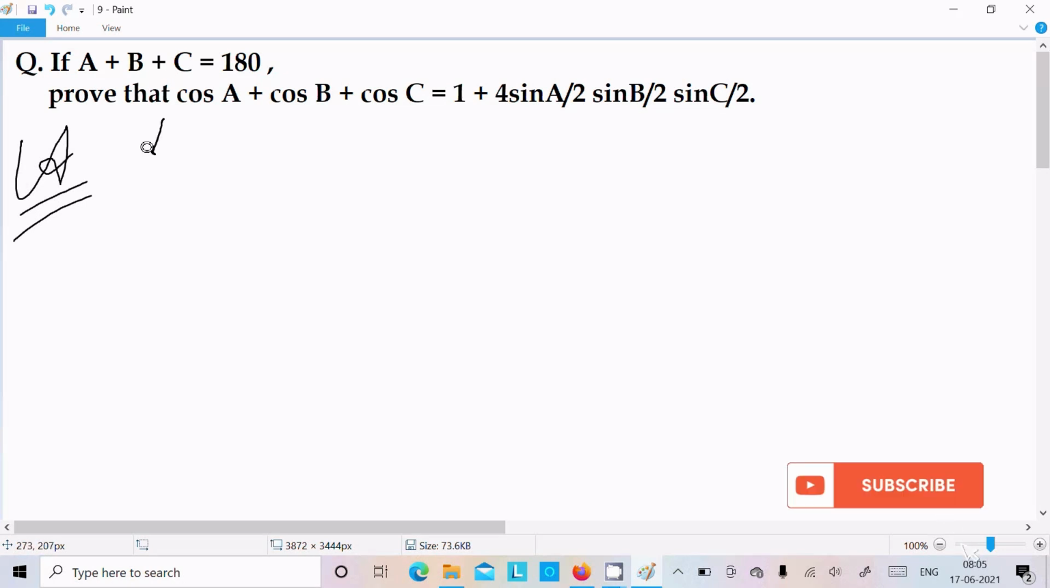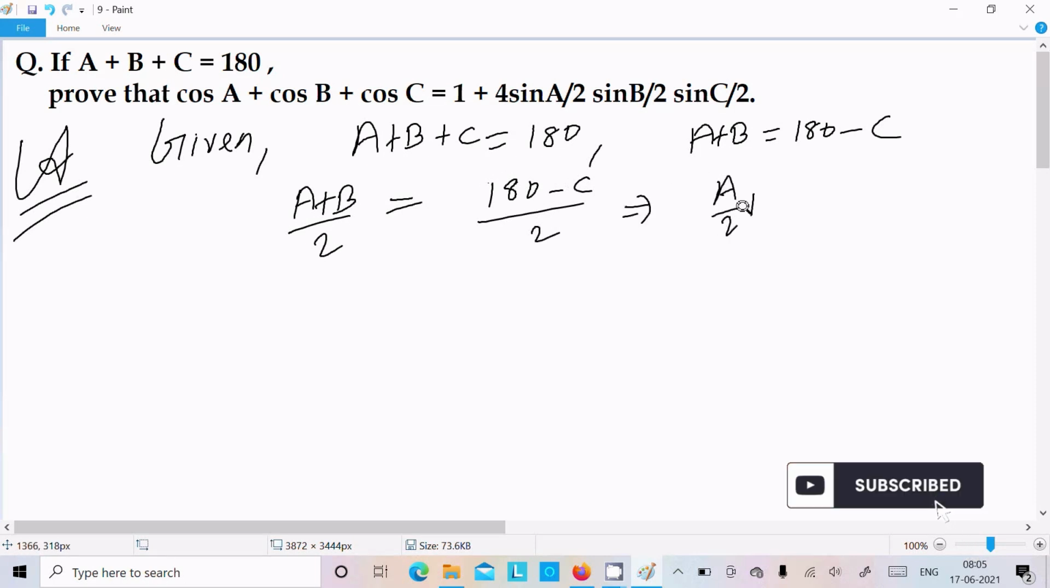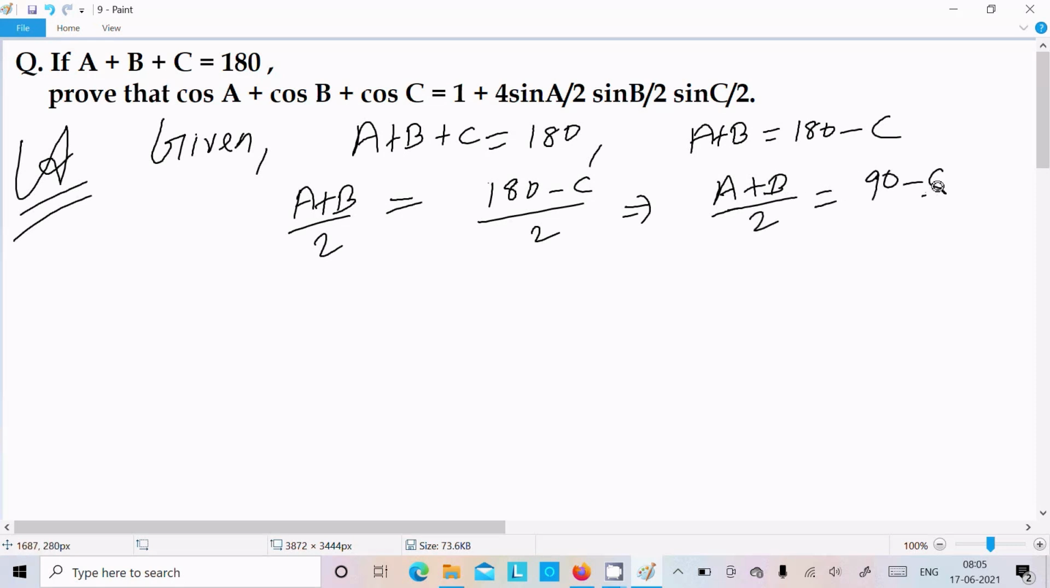First, I am going to write the given: A + B + C = 180 degrees. Now we can write A + B = 180 minus C. Thereafter, divide by 2, because C/2 and B/2 are there. So we can write (A + B)/2 = 180 minus C over 2, so (A + B)/2 = 90 minus C/2. So this we can write.